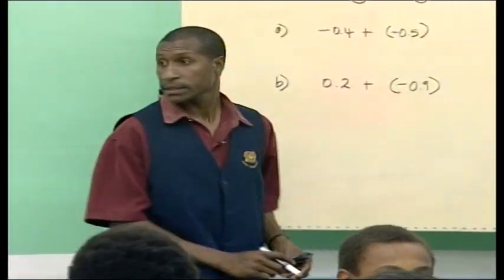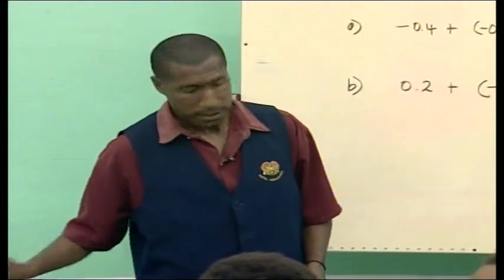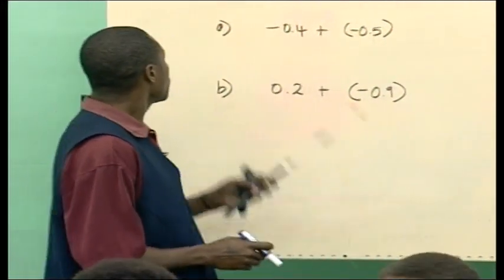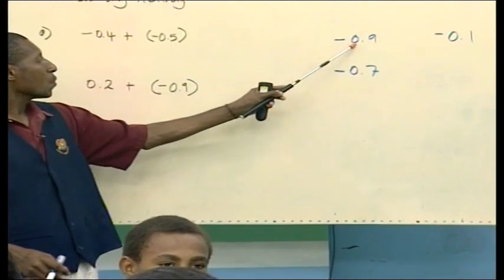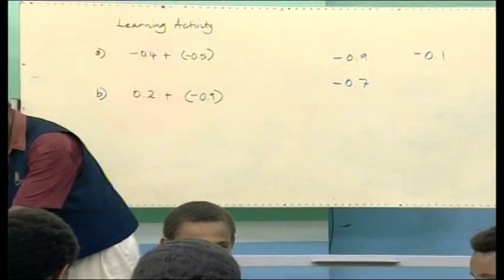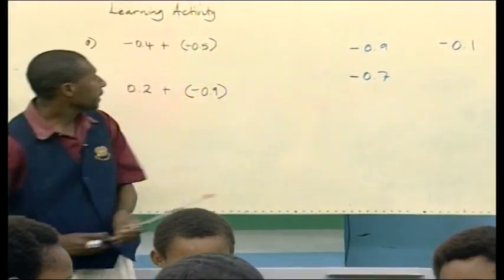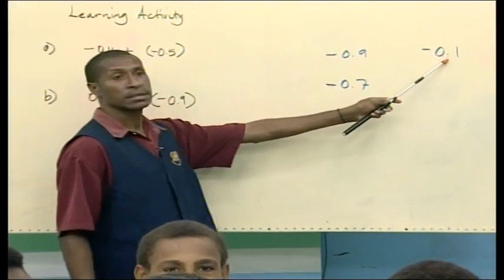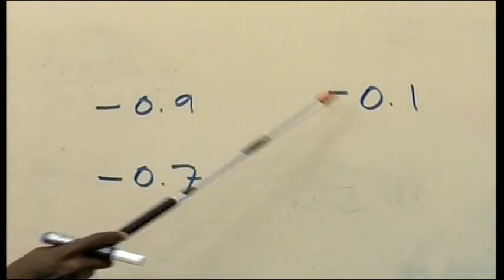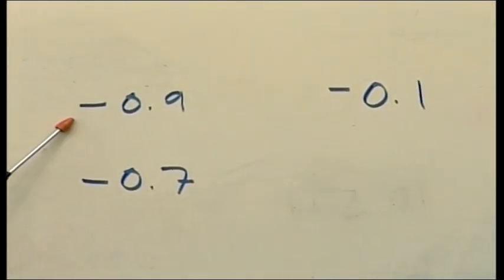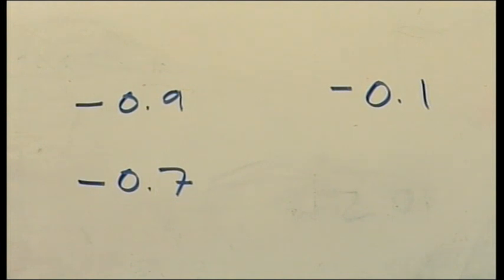Okay, let us look at the answers. Now for A, we have two different answers. We have negative 0.1 and negative 0.9. Now let's correct that together on the board.